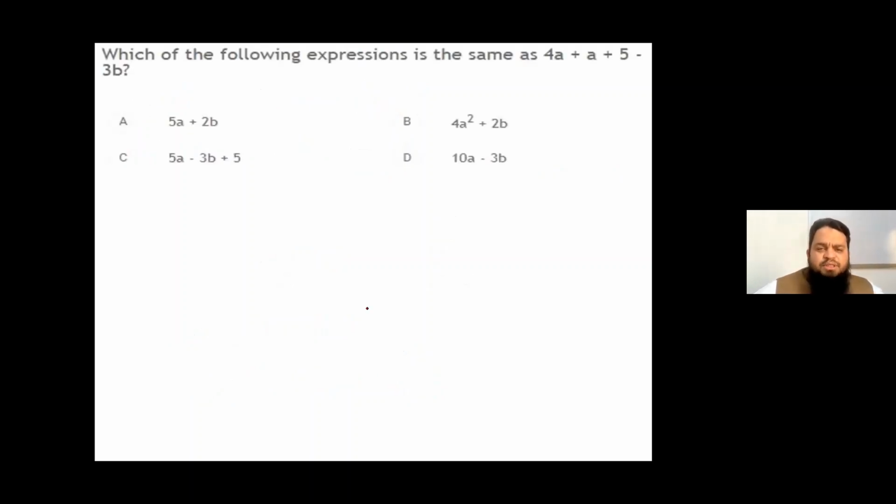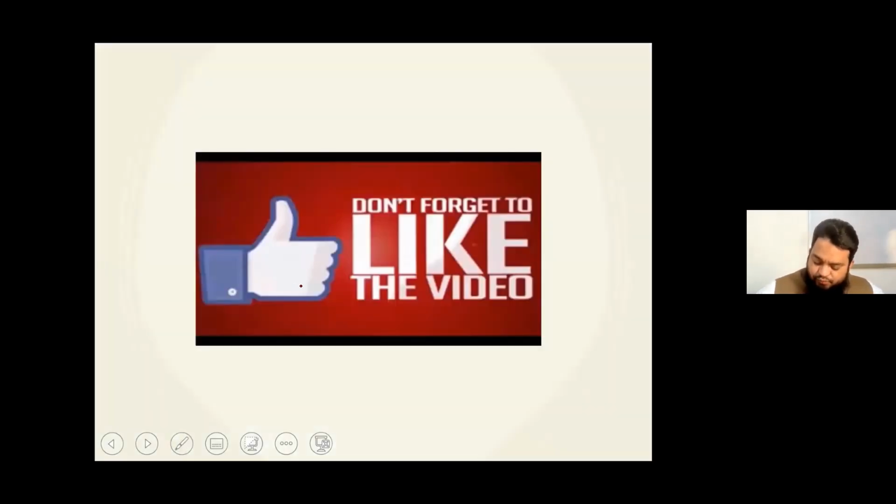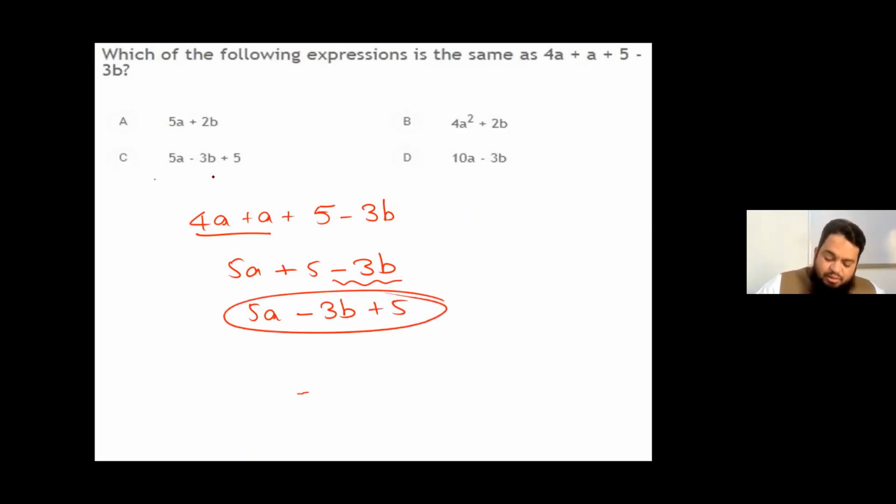Which of the following expressions is the same as 4a plus a plus 5 minus 3b? See, it's a question of algebraic expressions, right? 4a plus a is 5a, plus 5 minus 3b. So where is it? Yeah, in addition, it can be commuted, right? It is the commutative property. So you can move the terms along with their signs. So what is the answer? 5a minus 3b plus 5.